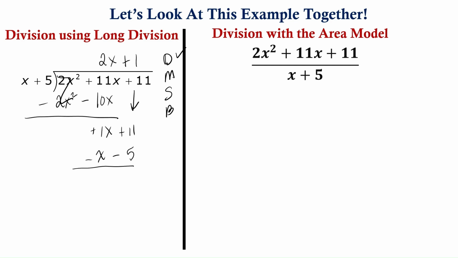As you notice here, this is the first time that these two numbers do not match. So that's 11 minus 5, which is going to give me 6. So we have a remainder of 6. Now, let's talk about how we write our answer.